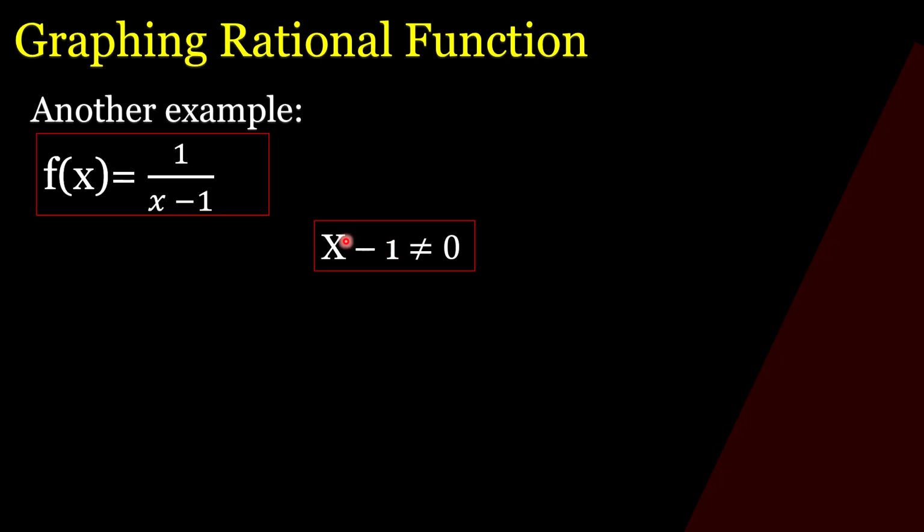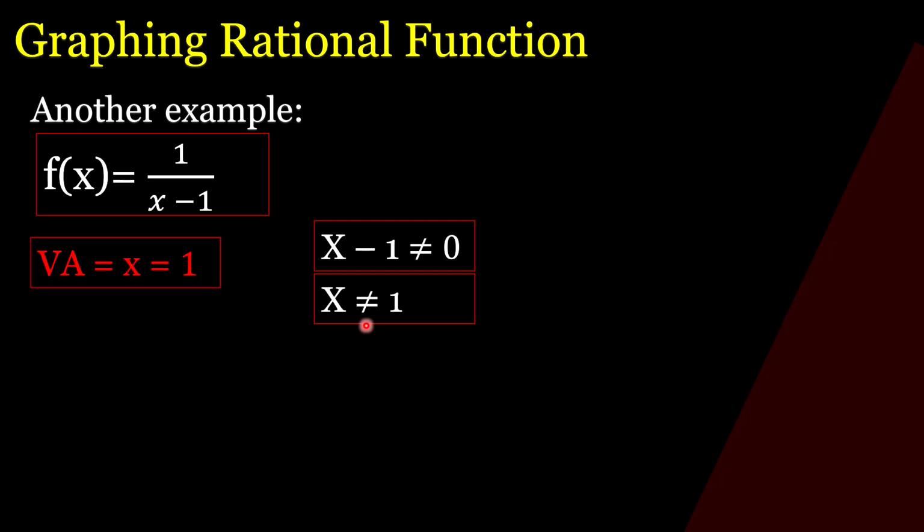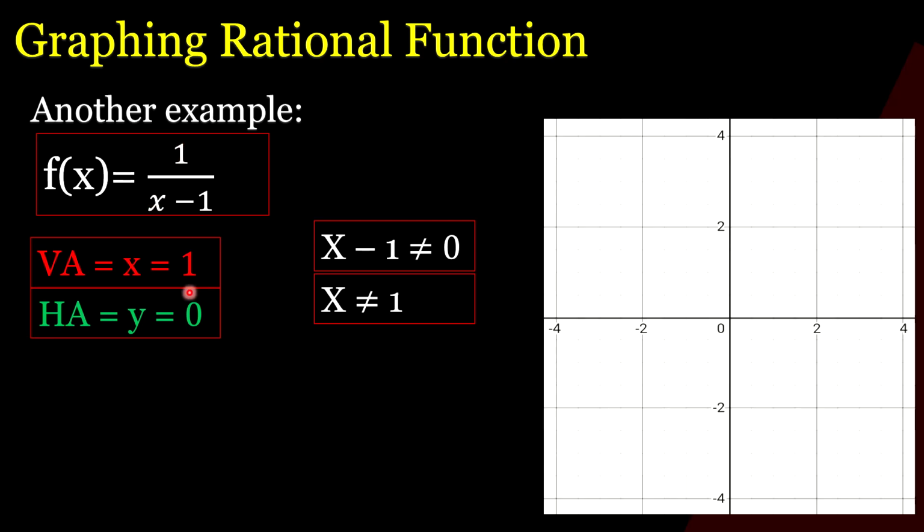Tapos, inan-equal natin siya sa 0. So, ililipat natin negative 1. Magiging 1. So, x should not be equal to 1. So, ang ating vertical asymptote ay x equals 1. Ang ating horizontal asymptote naman is y equals 0. But 0 kasi heavy pa rin yung nasa baba niya. Bottom heavy pa rin siya kasi itong denominator lang yung may x. Tapos yung taas natin is wala. So, ito yung graph natin.